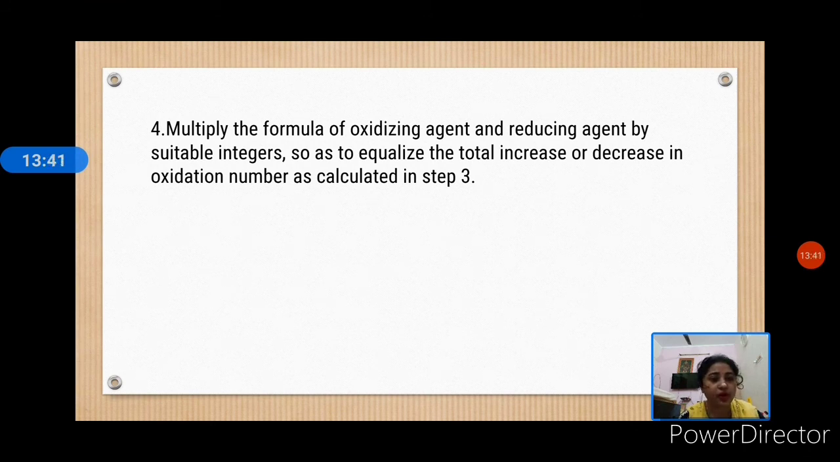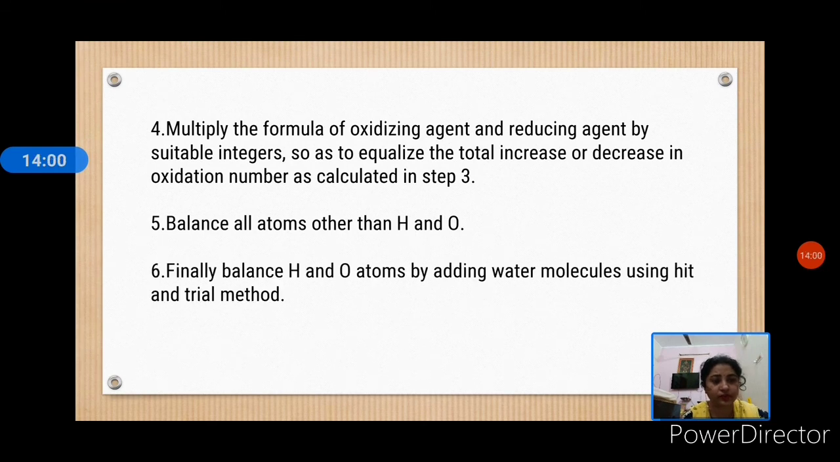Multiply the formula of the oxidizing agent and reducing agent by suitable integers so as to equalize the total increase or decrease in oxidation number as we calculated in step 3. Balance all atoms other than hydrogen and oxygen. Finally, balance hydrogen and oxygen atoms by adding water molecules using the hit and trial method.